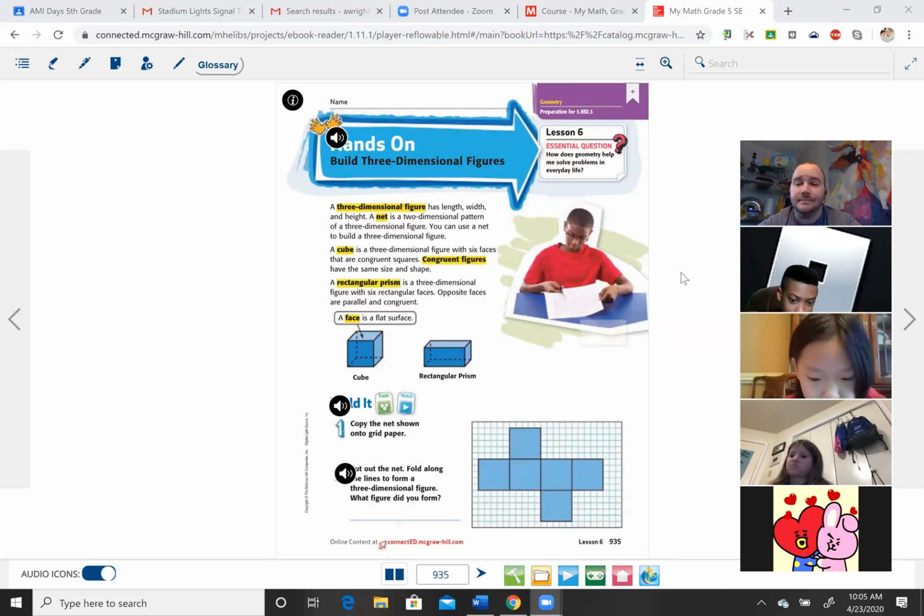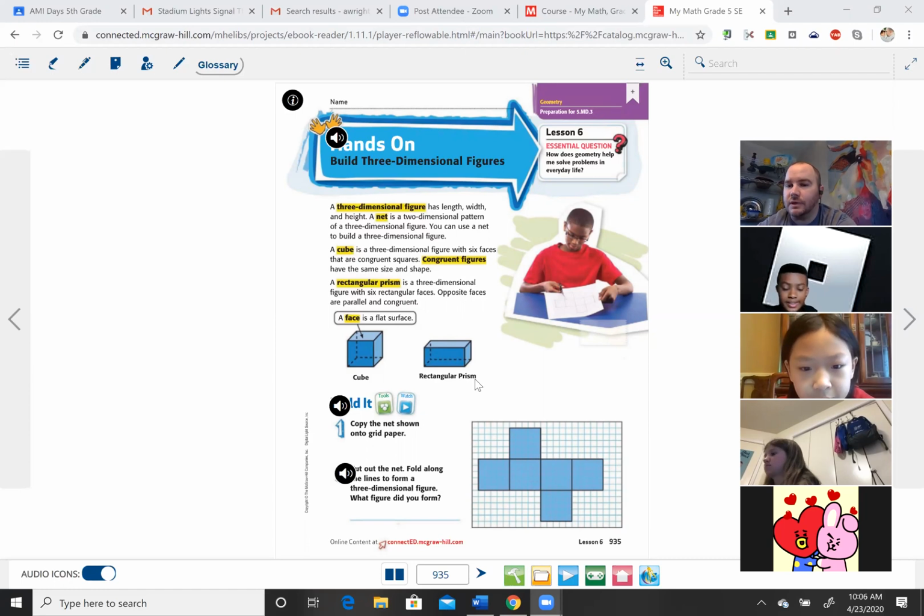So, a face is a flat surface. A face is just one side of the shape. Each side of this is a square. If you look down here at this net, square, square, square, square, square, square. Each individual square is a face. Just like each one of these individual squares or rectangles on this rectangular prism is a face. Okay. So any questions or concerns on all those vocabulary words?